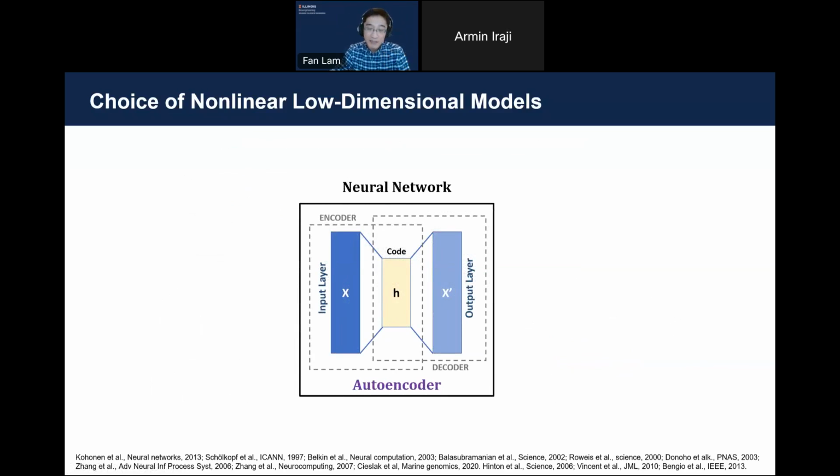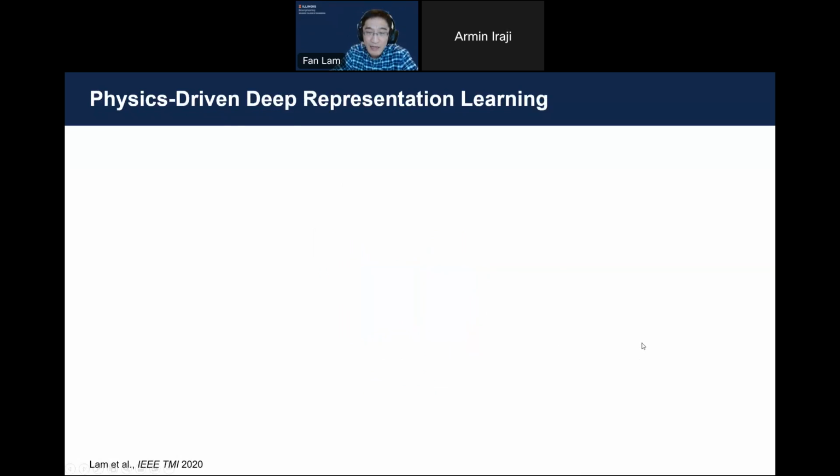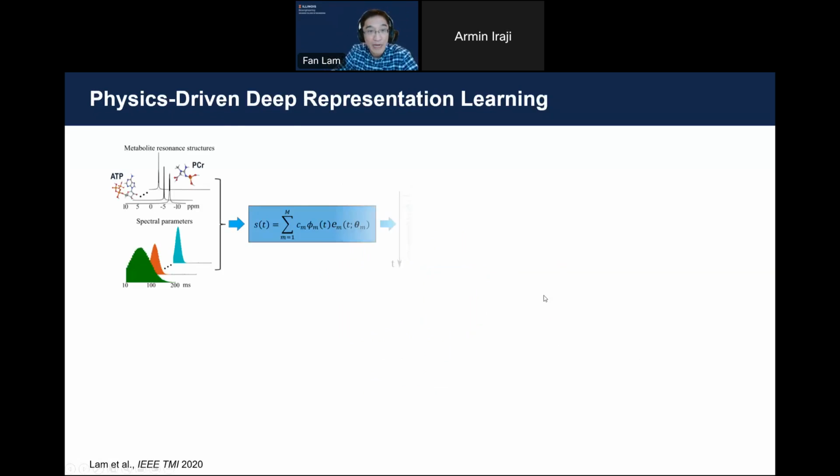So, the advance of deep neural network-based deep representation learning really provides a new means to address this issue, right? One of the most famously used tools is the autoencoder, which really allows us to identify a nonlinear low dimensional embedding of high dimensional data. So, discovering the inherent low dimensional variation of high dimensional data is particularly fitting for spectroscopy data, which is governed by the variation of a small number of parameters.